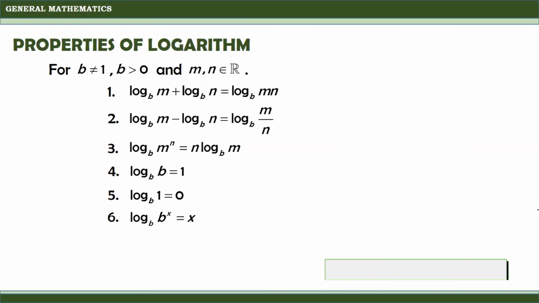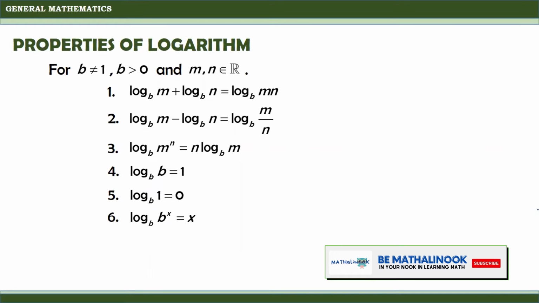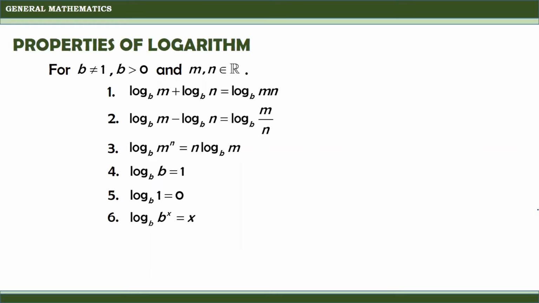For b not equal to 1 and b greater than 0, and m and n elements of real numbers, the first property states that the logarithm of m to the base b plus the logarithm of n to the base b is equal to the logarithm of mn to the base b. Meaning, if we are adding two logarithmic expressions, then we will be multiplying their respective powers.